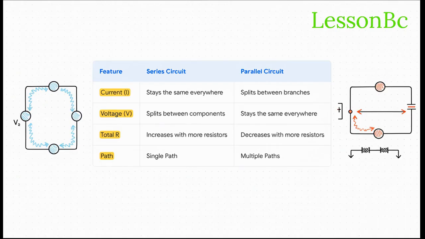Let's walk through it. In a series circuit, you've got that single path, so the current is the same everywhere. But in parallel, it splits. Now look at voltage. The roles are totally flipped. In series, the voltage gets divided up among the components, but in parallel, it's the same for every branch. And what about total resistance? Adding more stuff in series makes it go up. Adding more stuff in parallel makes it go down. There really are fundamentally opposite ways of wiring things.